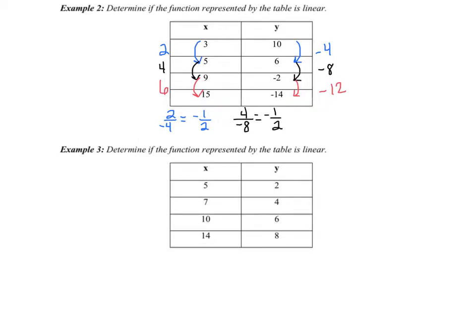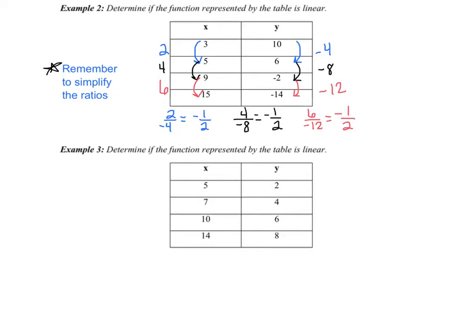And then our last ratio, we have a difference of 6 over negative 12. Can that be simplified? Yes, it can, to negative 1/2. So always remember to simplify your ratios.